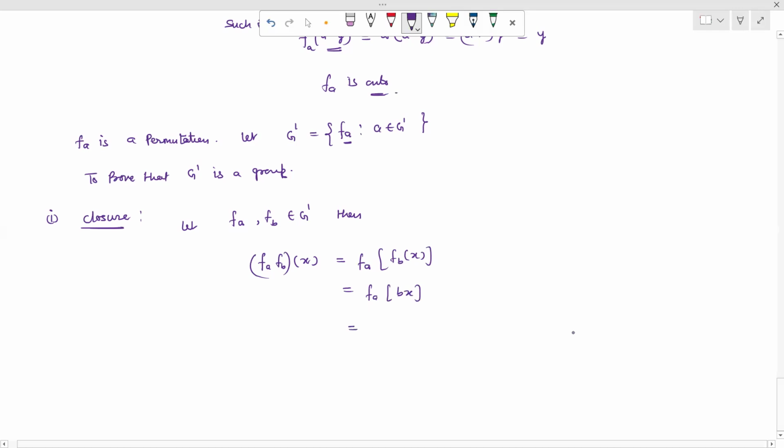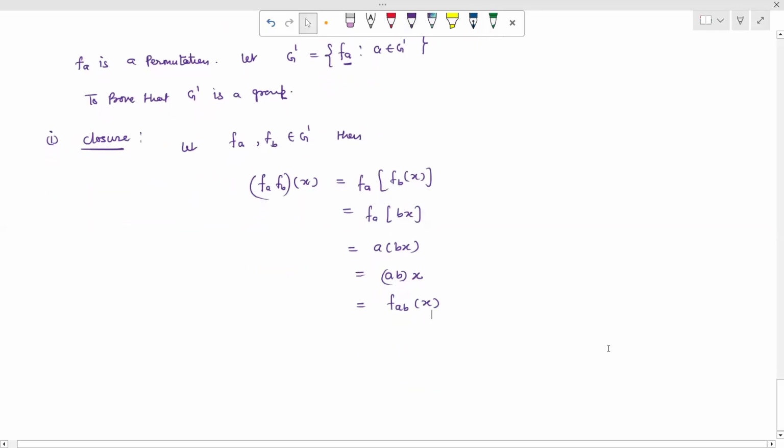By definition again this can be written as abx, or we can write this as ab into x. Here we can say that it satisfies the closure property. So you can write this by definition again as f_ab of x. So f_a into f_b of x is f_ab of x.